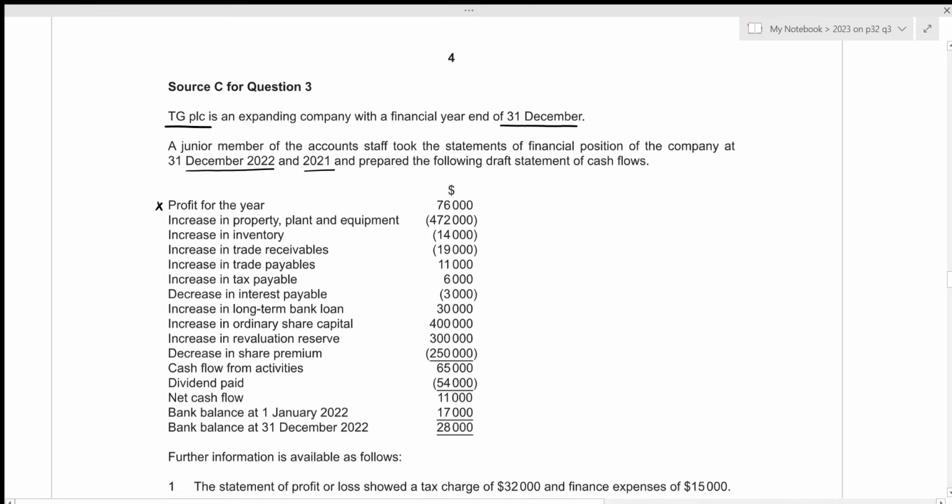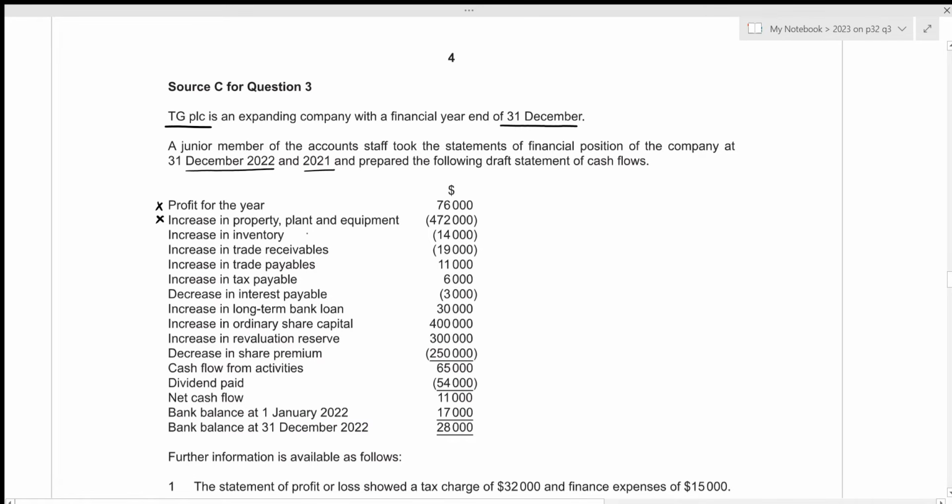Then we have the increase in property, plant and equipment. So this is an increase in asset, but we're not considering the non-current asset because non-current asset should not be a part of our operating activities section. This should be a part of our investing activities section. So this is incorrect as well.